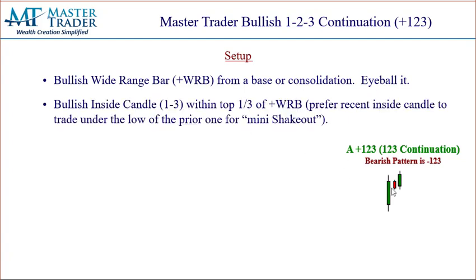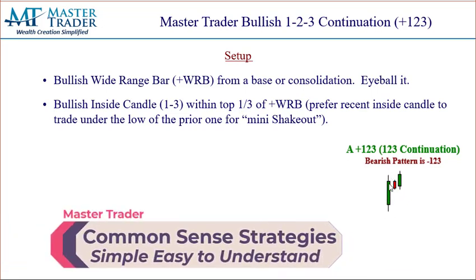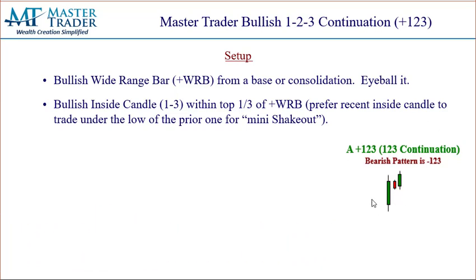Then I want one or more inside bars that stay in the upper 1/3 of this bar's range. I'm going to show you in this example that we do have more than one inside bar, which took out the prior bar's high or low, and that's actually preferred. We call that a 1-2-3-4. It creates a little mini shakeout.